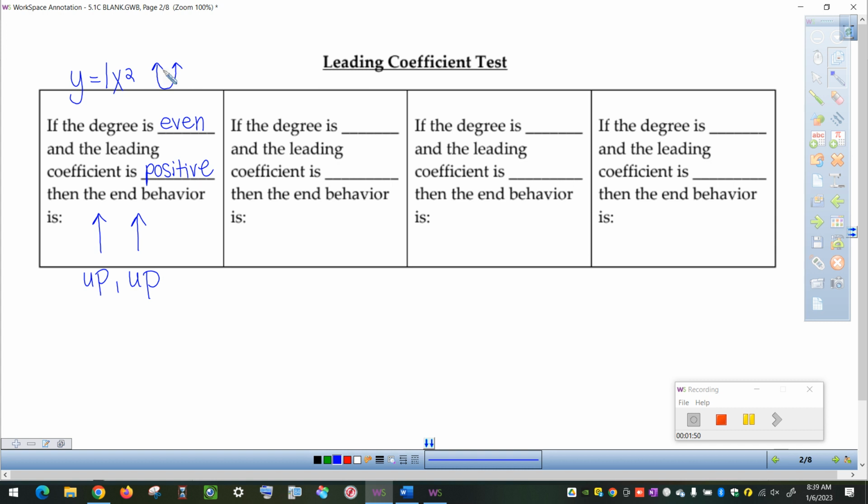All right, let's look at the next scenario here. We saw that if the degree is even, another possibility is that our leading coefficient could be negative. And if that's the case, our end behavior arrows are pointing the same direction, but this time they are pointing down. So we could describe it with the arrows, or we could use words and simply say down, down.